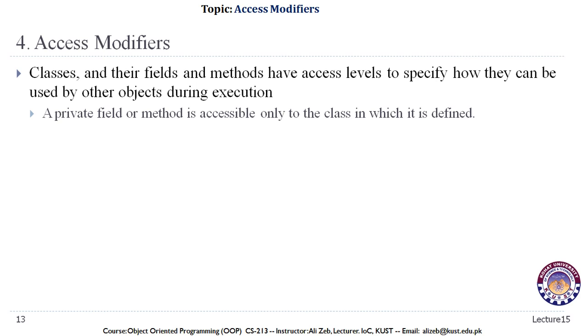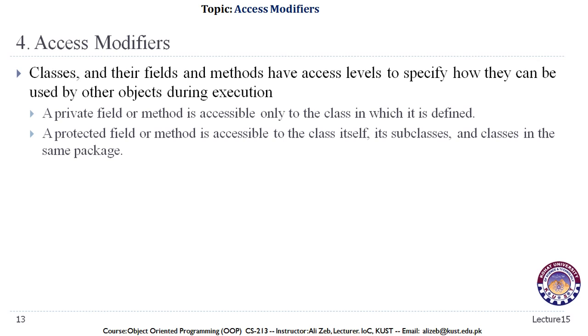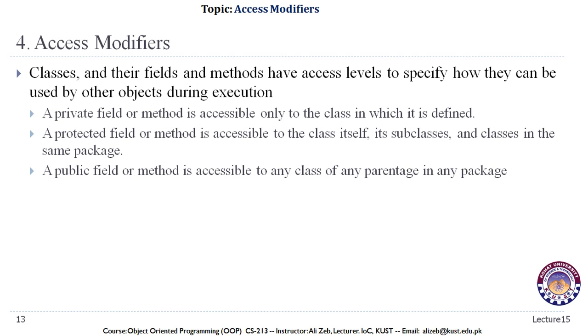A private field or method is accessible only to the class in which it is defined. A protected field or method is accessible to the class itself, its subclasses, and classes in the same package. You need to remember that if you declare a field or a method as protected, it can be accessed within the class, by the subclasses, and by the classes in the same package. A public field or method is accessible to any class of any parentage in any package.